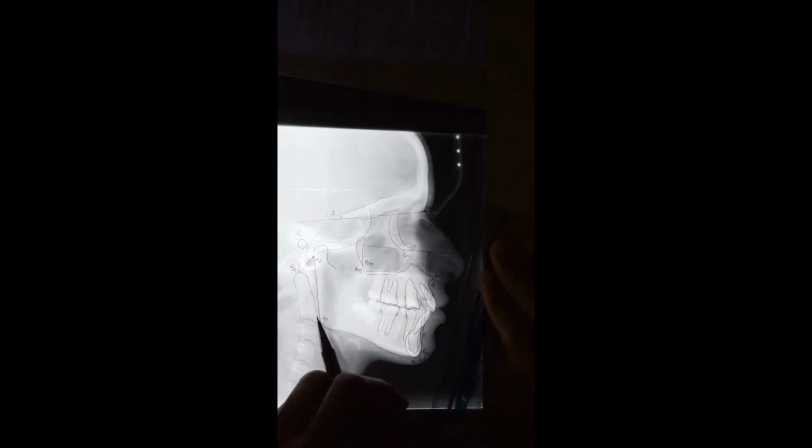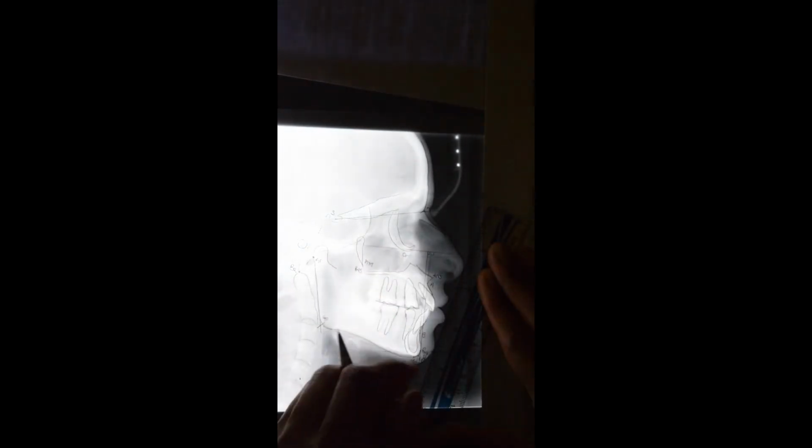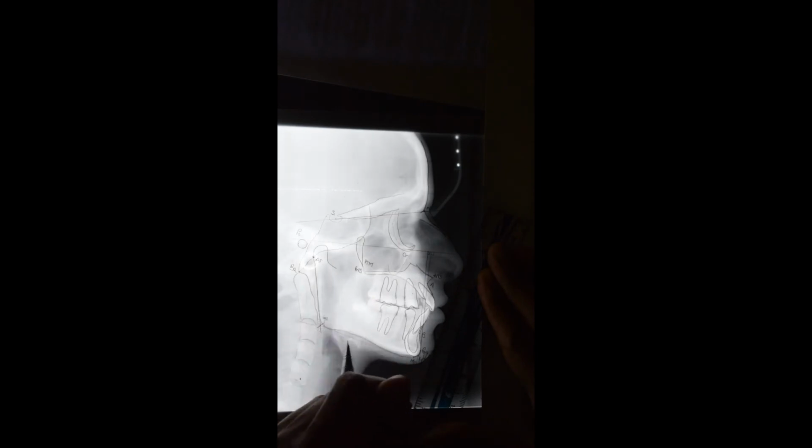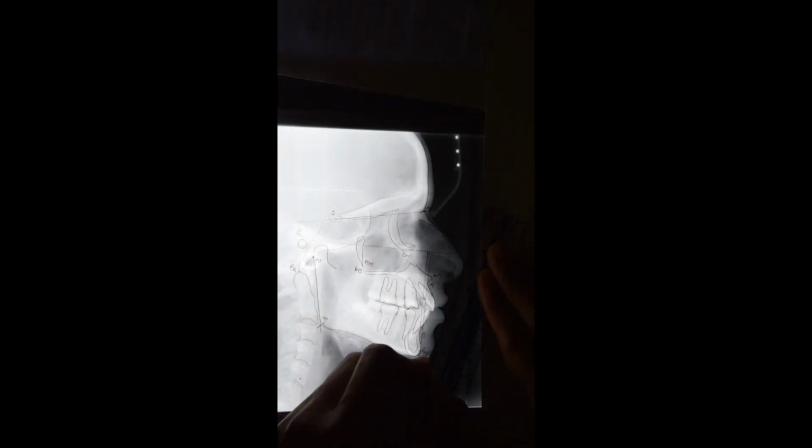And then we have the pronasal over here. Just placing the scale on the tip of the nose and the most prominent portion of the chin, we have the pronasal over here and the soft tissue pogonion here. It's usually in line with the hard tissue pogonion.